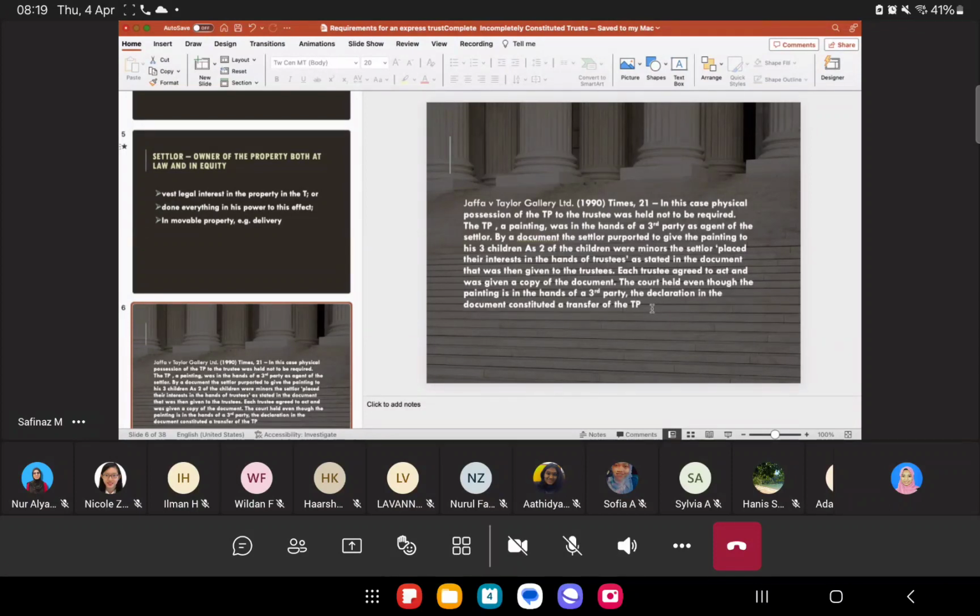Okay, maknanya sekarang vesting of property to the trustee tak semestinya transfer itu complete. Okay, kalau you dah lakukan everything in your power untuk effect the transfer, then that is enough. That can constitute a completely constituted trust. Okay.